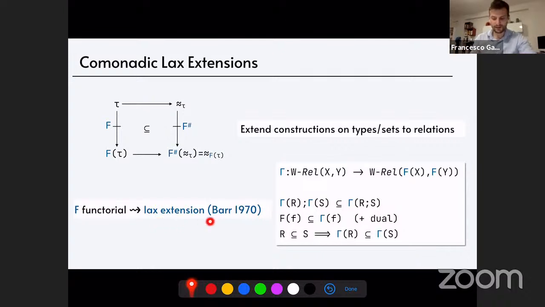This is the notion of a Lax extension, which has been introduced by Barr in the context of topology, which is just a map that allows us to extend Kripke relations, now I've used this notation, but these are just Kripke relations, to the construction F. And the map must satisfy some structural requirements, which are just stating that the construction is functorial. And for those of you that are familiar with category theory, a Lax extension is exactly the same thing as giving a functor on the 2-category of relations.